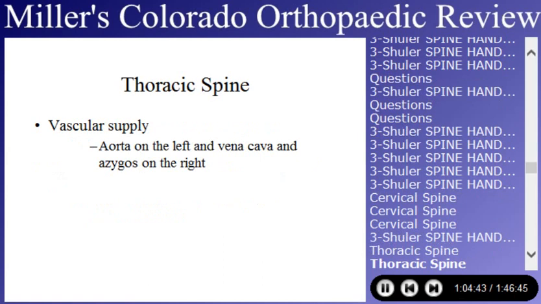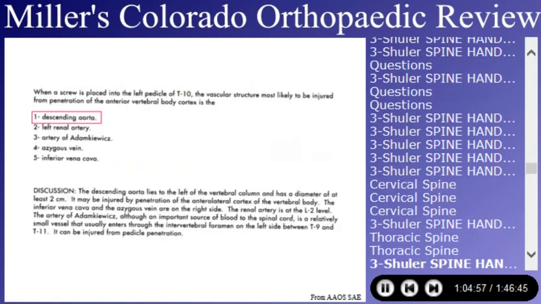They love the aorta. If you're placing a pedicle screw in the thoracic level around T10, T11, and you're going to go out the left side, what are you going to hit? What structure is right underneath the vertebral body? It's the aorta. Right here.